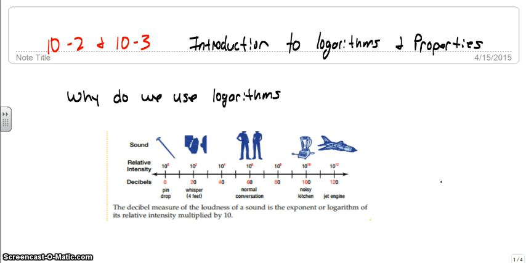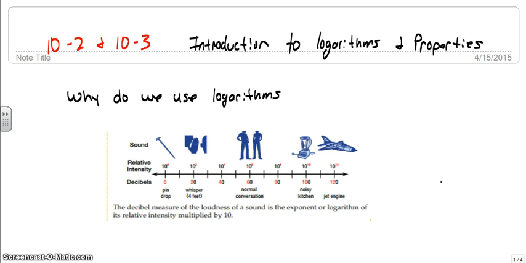Well, a lot of times in science, we deal with big numbers and groupings of numbers, such a large range of numbers that it's hard to put those numbers onto a number line and look at them in the same scale. So we use what's called a logarithmic scale. And here's how it works.